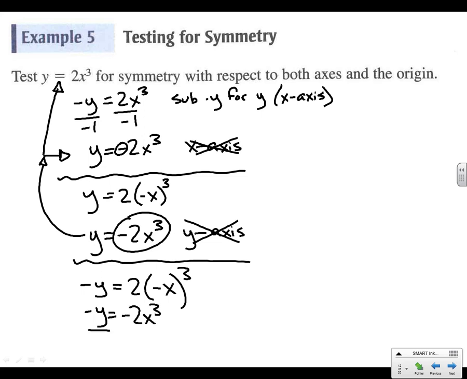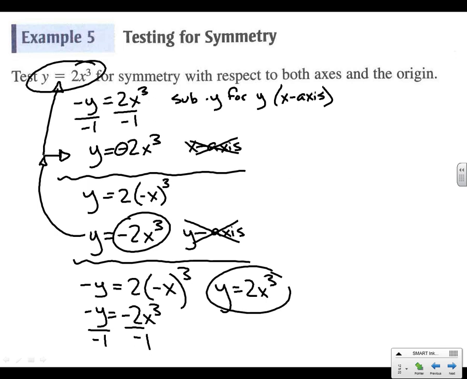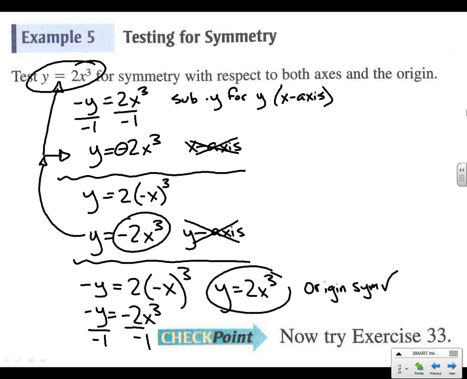Let's get y by itself by dividing by negative 1. And so we're left with y equals 2x cubed, which is exactly the same thing as what we started with. So in this example, we have origin symmetry. Go ahead and run the test for yourself on exercise 33.